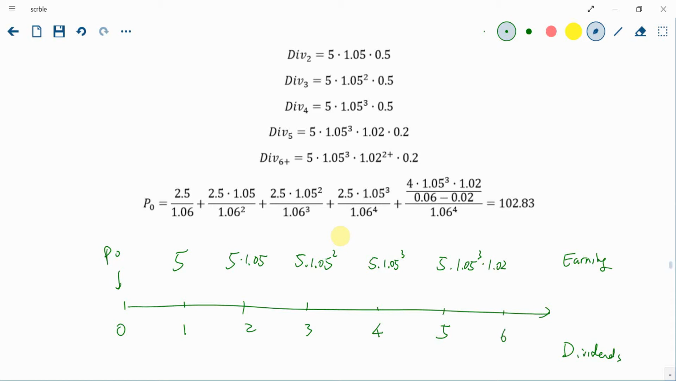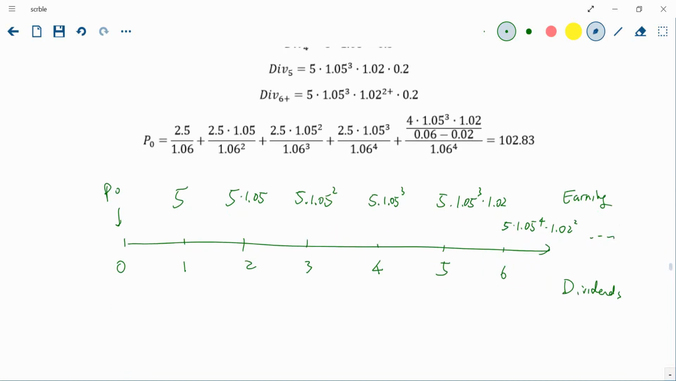So let me draw year 6 as well. And so on. So now you know the earnings.